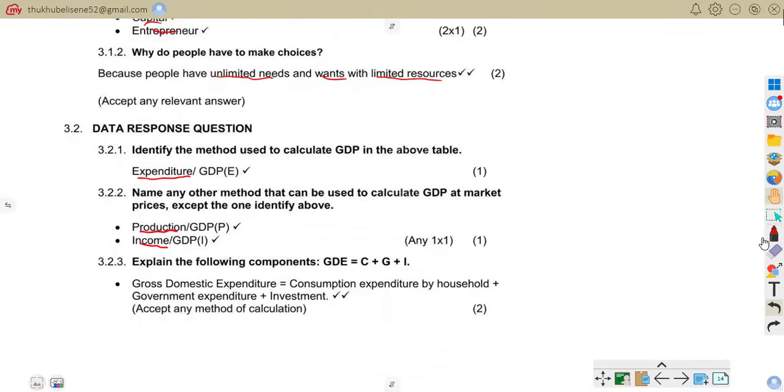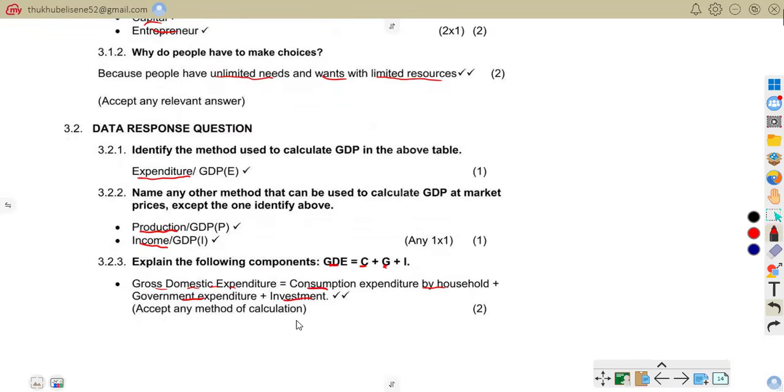Here we are, where we are to explain this component. So we are saying this is a gross domestic expenditure. It is equal to consumption expenditure by households plus government expenditure plus investment. So then you get your marks. So that is that. So what does that mean?